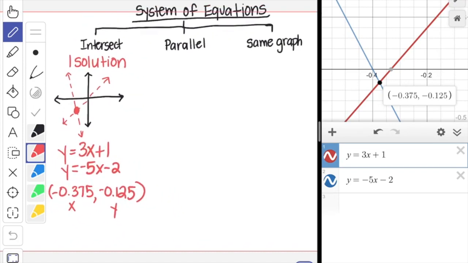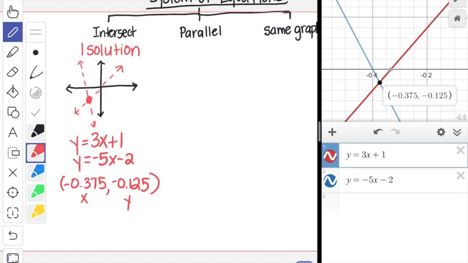Okay, and again, we're going to talk about a lot of different systems. We're going to talk about a lot of different types of functions that we're going to graph. But the first way is when they intersect. That intersection is the solution.